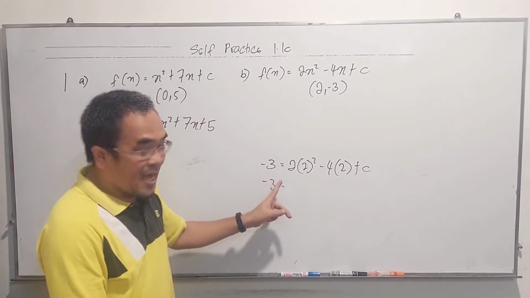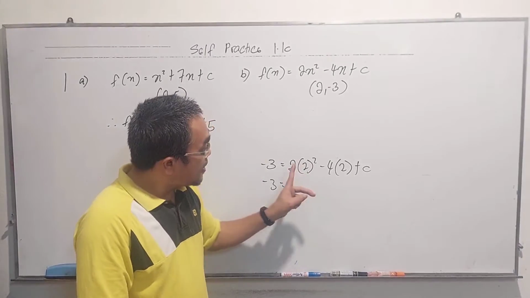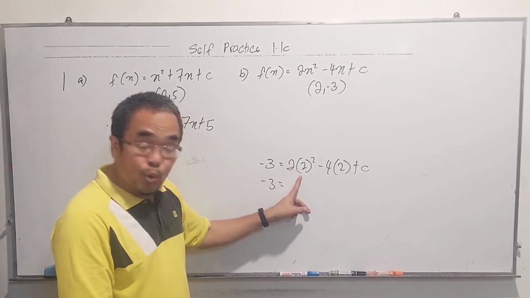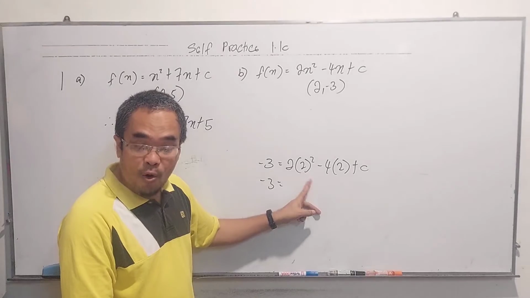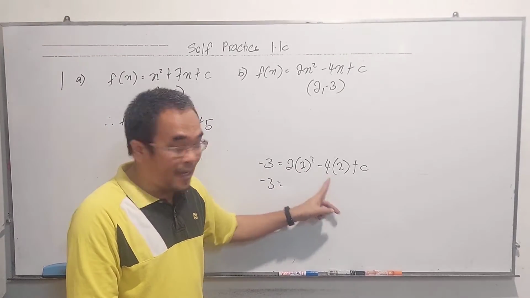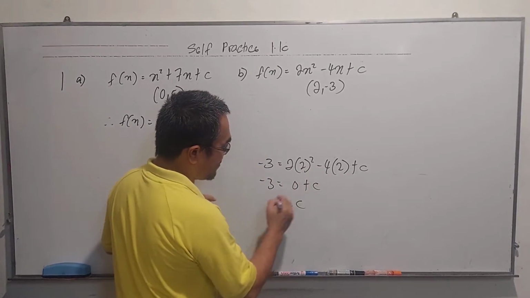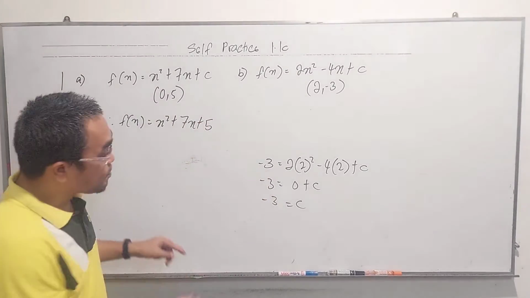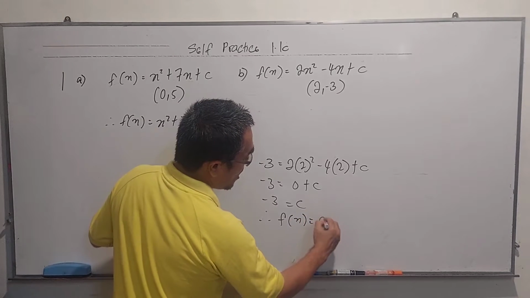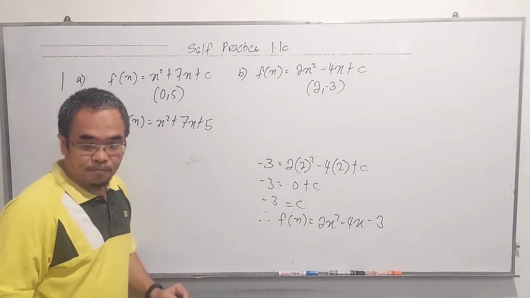How to calculate this? Actually, because all these are numbers only, you can just press the calculator. Or you can calculate, but you have to make sure of the BODMAS. 2 squared first. 2 squared is 4. 4 times 2 will be 8. This 4 times 2, 8. So 8 minus 8 will be 0 plus c. So the value of c is negative 3. Therefore, the function is f(x) = 2x squared - 4x - 3.